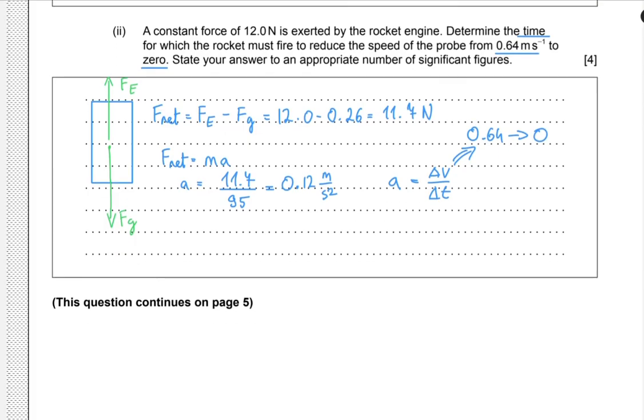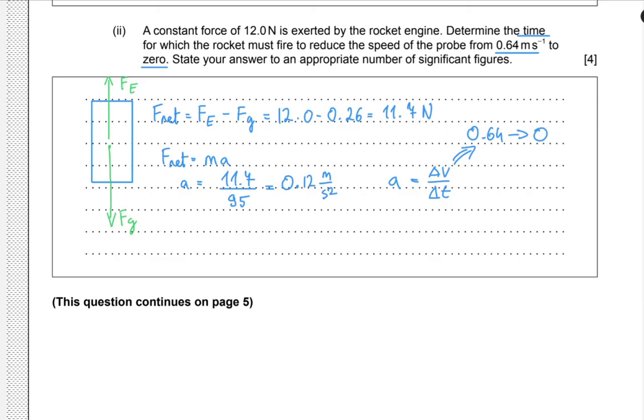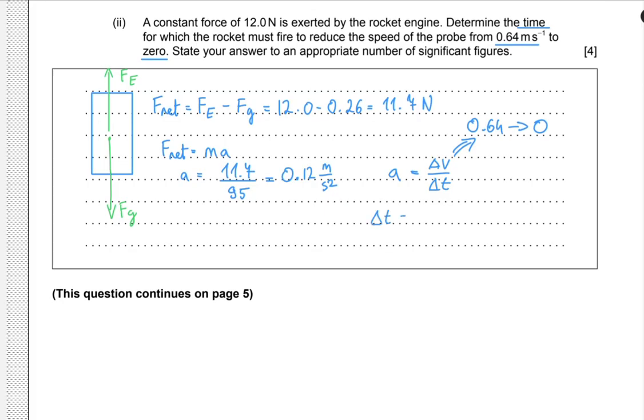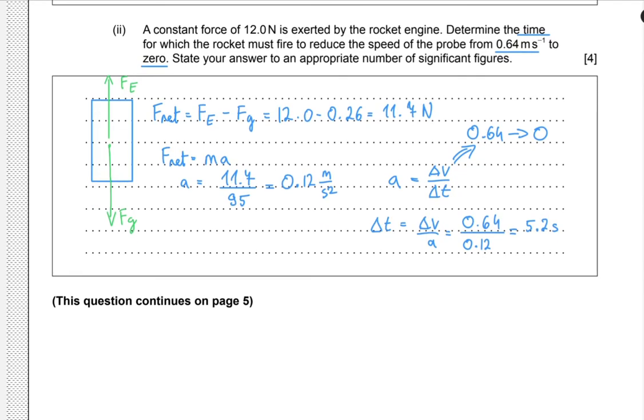And so the only unknown we have now is the change in time, the time it took for it to slow down from the speed of 0.64 to a speed of 0. So we can say that the time it took is just the change in velocity over the acceleration. So that will be 0.64 over 0.12, which will give us approximately 5.2 seconds. And so that's how much time it will take.